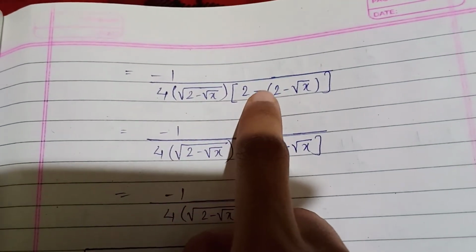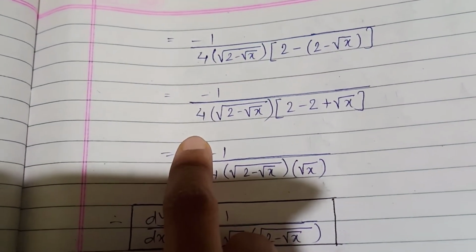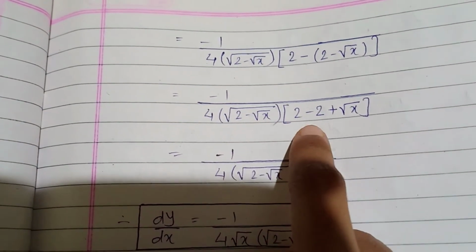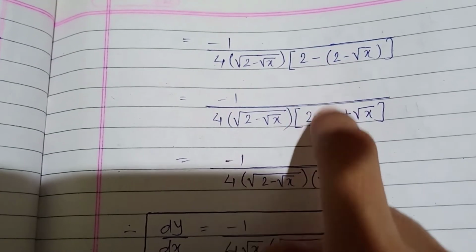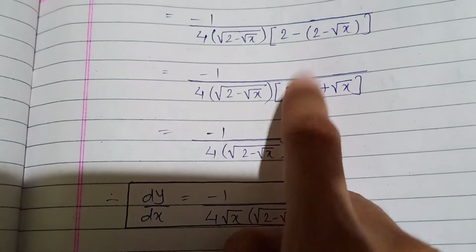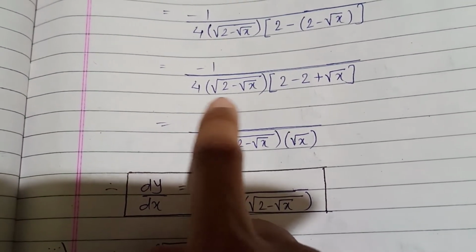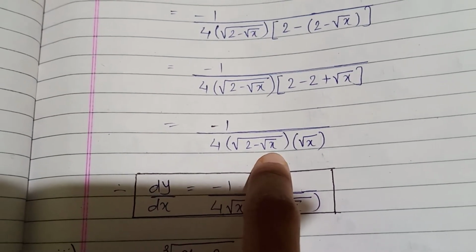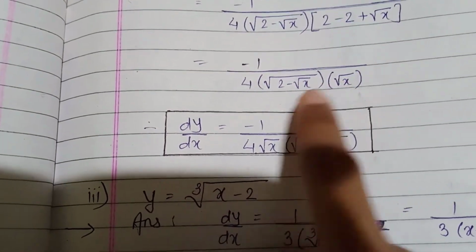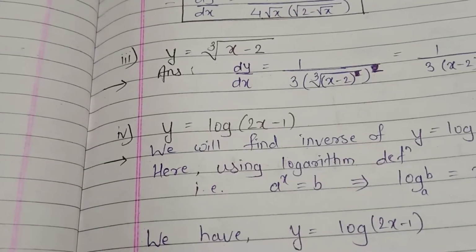Now in the next step, we'll remove this bracket and we'll change the signs. So it is minus 1 upon 4 into square root of 2 minus root x in the first bracket, and in the second bracket here 2 minus 2, and this minus minus will get plus root x. So this 2 and 2 will get cancelled. So the final step is minus 1 upon 4, in the first bracket root 2 minus root x, and in the second bracket only root x remaining. So rearrange the answer, that is, write this root x in front position and then write this big bracket. So this is the final answer.